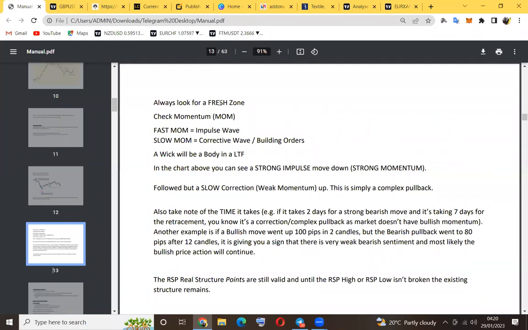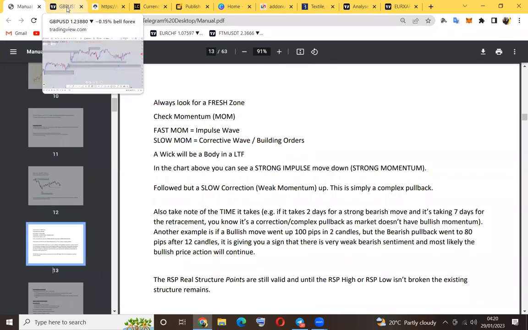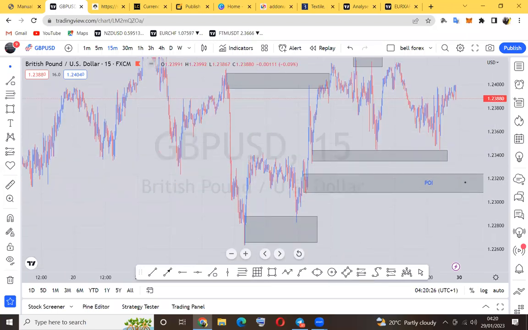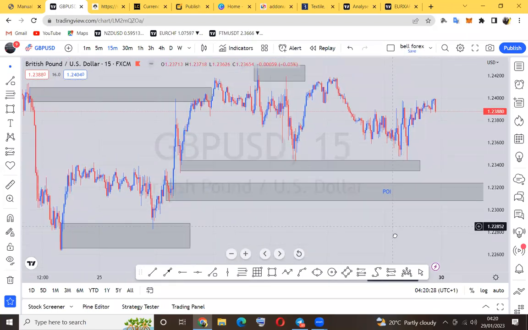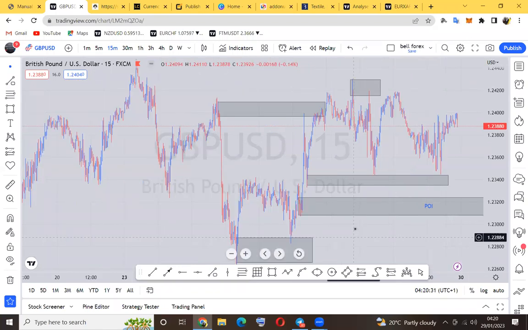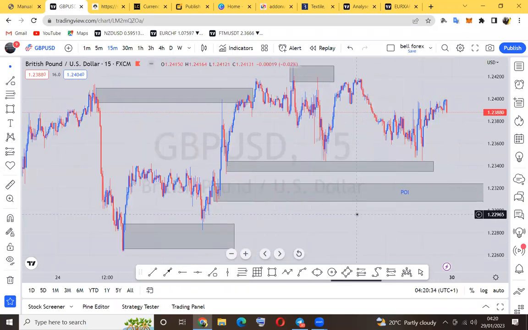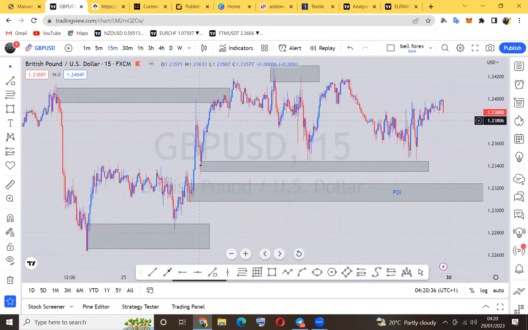Okay, always look for a fresh zone when checking on momentum. Always look for a fresh zone. Like here for me, when I'm looking at my momentum setup, my point of interest here is purely fresh. This one here was fresh when the mitigation had not occurred. So when there's already mitigation, I would not really like to look again more on it.